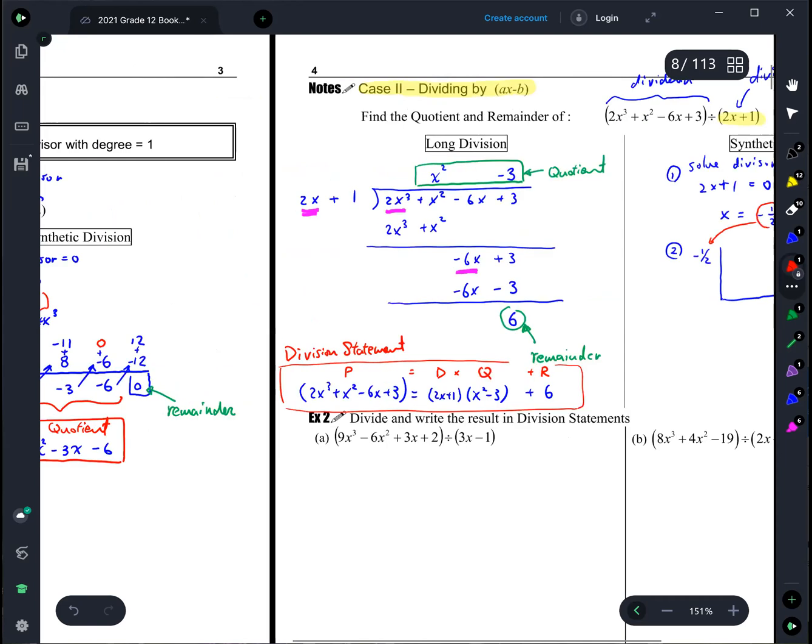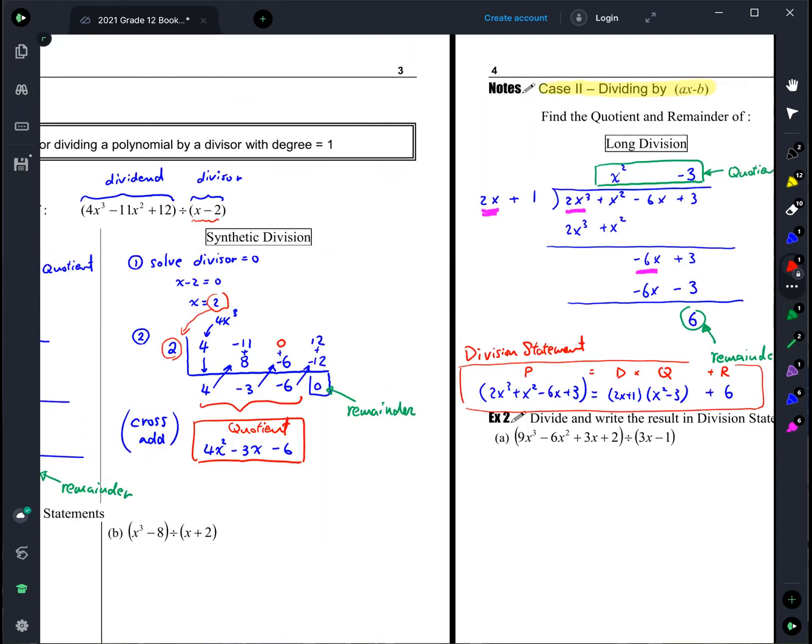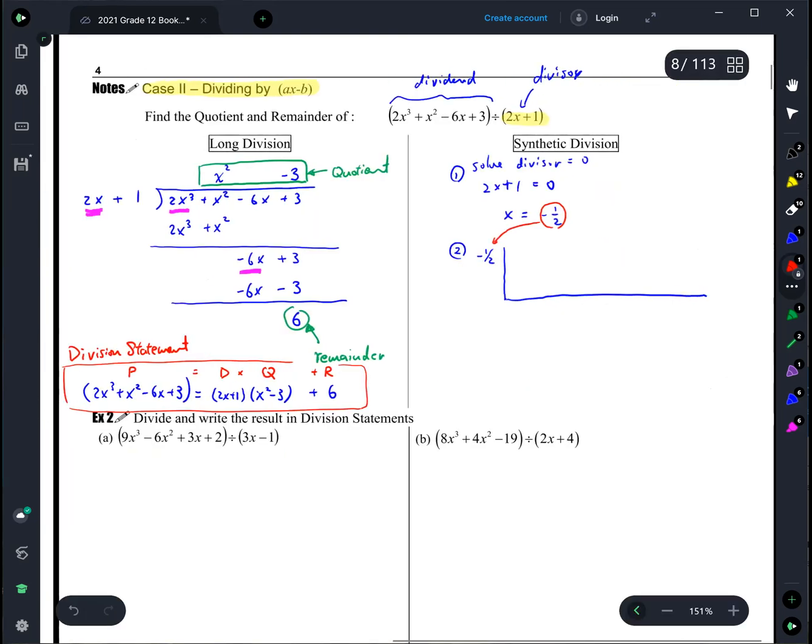And then now the inside, you only put the coefficients. Make sure you see I put the red 0, because it's missing a term. If there's a missing term, you need to add a 0. Do we have any missing term here? We have x cubed, x squared, x, and no x, so everything's there. So no 0 is needed. 2, 1, -6, and 3.